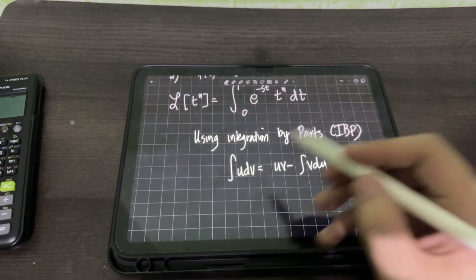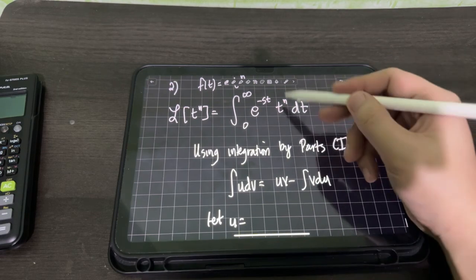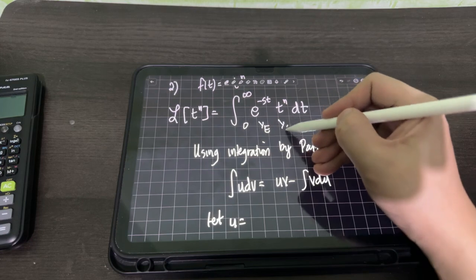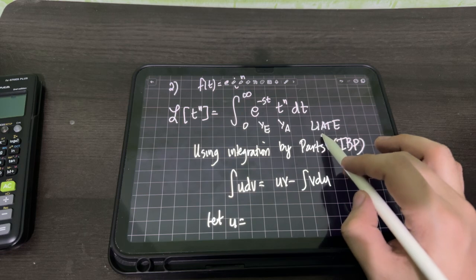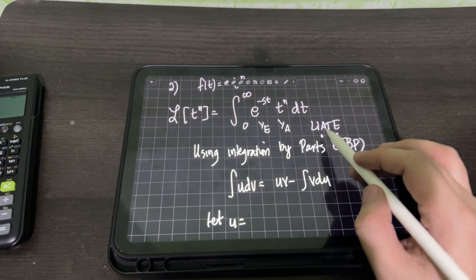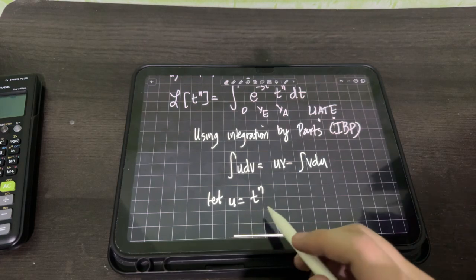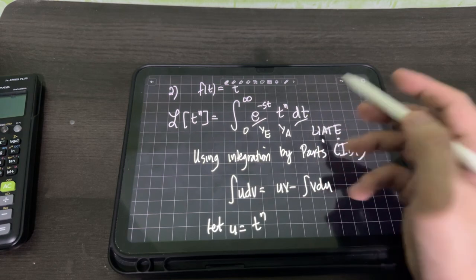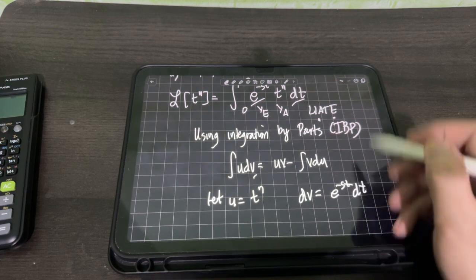Okay? So if we let u be equal to t to the n, because what we have here is an exponential function and an algebraic function, applying LIATE. Since A comes first before E, we prioritize A, or the algebraic function, to be our u, which in this case is t to the n, right? So we let u be equal to t to the n, and automatically the remaining term, e to the negative st dt, will be our dv. So dv is e to the negative st dt.